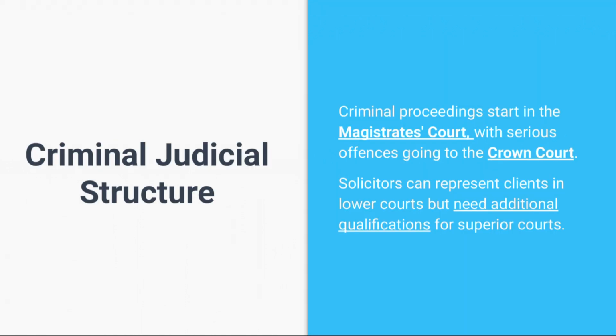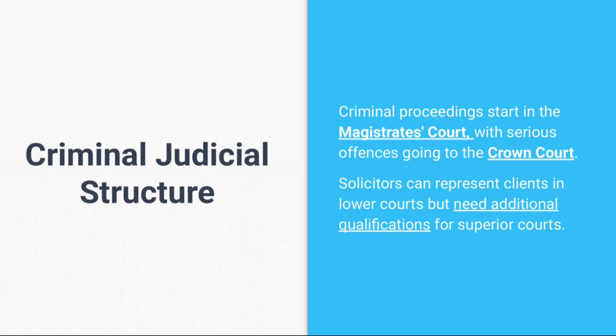Let's examine the criminal judicial structure. Criminal proceedings in England and Wales typically start in the Magistrates' Court. This court handles less serious offences and preliminary hearings for more serious offences. Cases are transferred to the Crown Court for serious offences. The Crown Court deals with serious criminal matters, including those that require a jury trial. Solicitors can represent clients in lower courts, such as the Magistrates' Court. However, they need additional qualifications to represent clients in higher courts, such as the Crown Court.